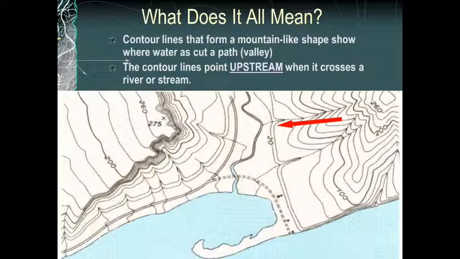If they form a mountain-like shape, that's where a valley occurs. Usually that's where water has run off. A little river or creek has formed right there. And it is a valley. Good thing to know.